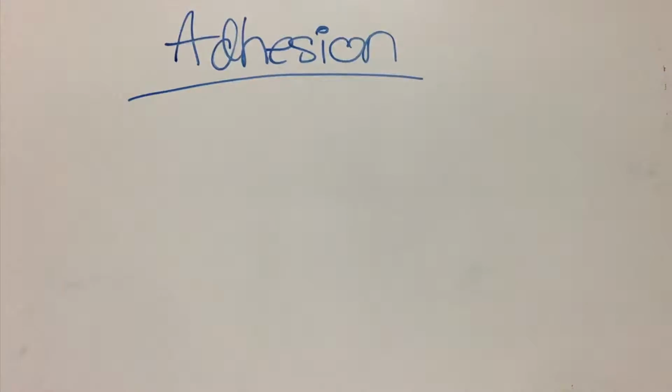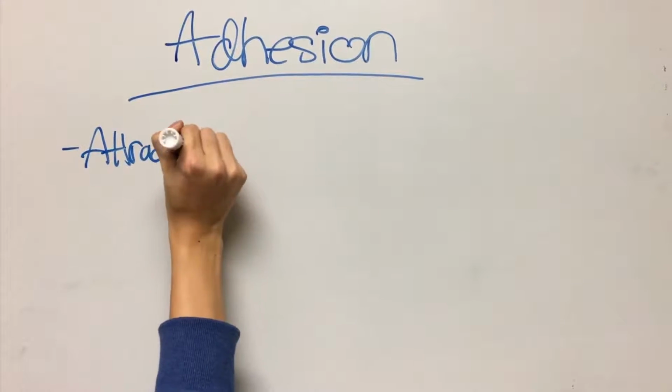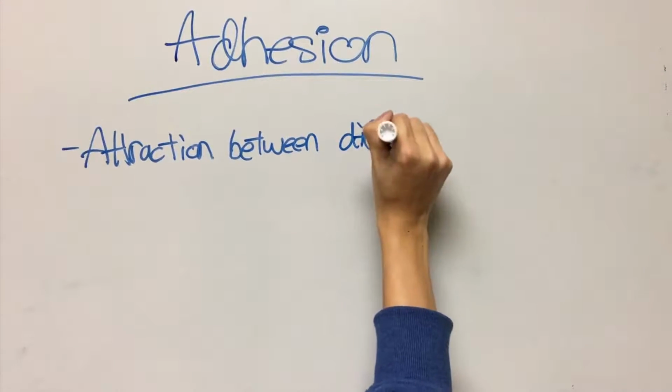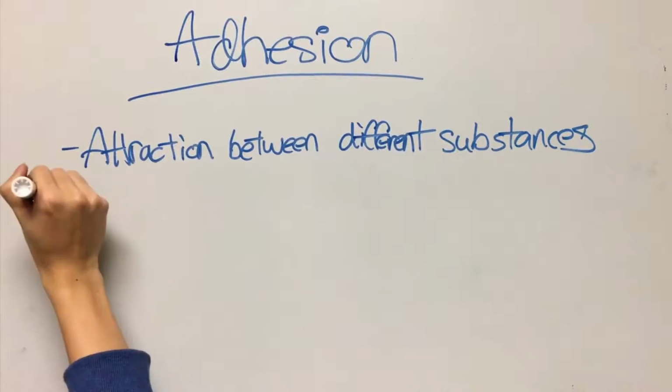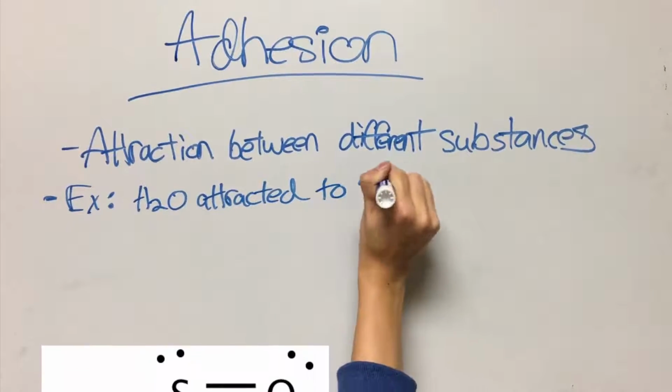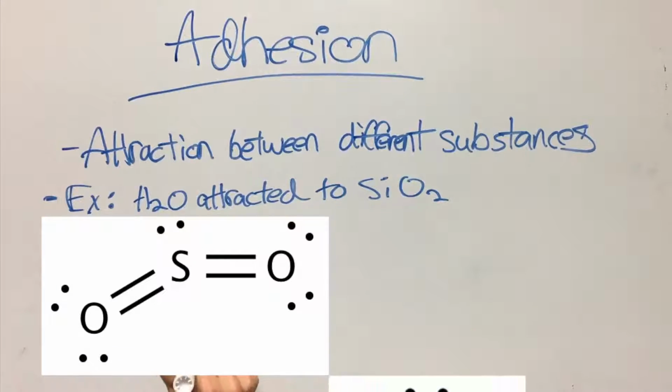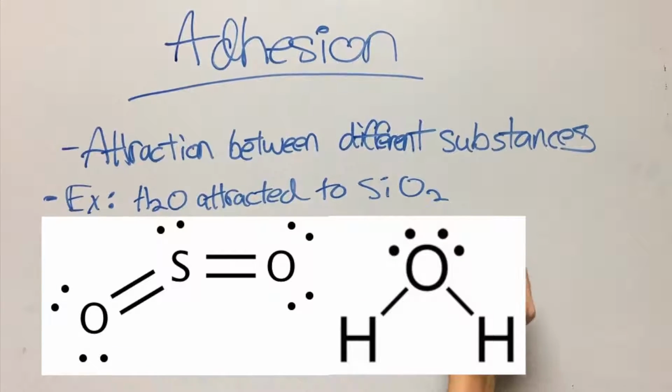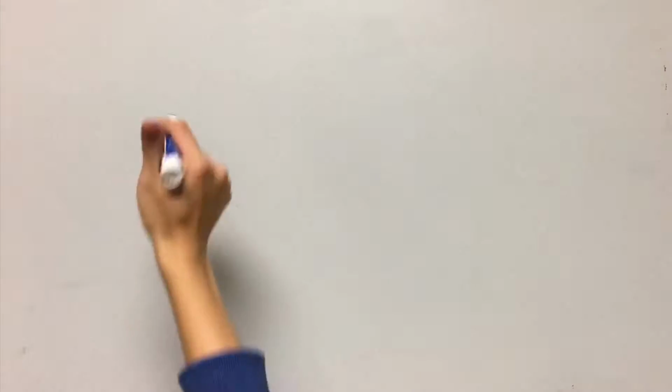Another result of intermolecular forces in liquids is adhesion. Adhesion is the attraction between two different substances. One example of this is how water is attracted to glass. Glass is made of a covalent network structure of silicon dioxide. Oxygen has a much higher electronegativity than silicon, so it has a more partially negative charge, attracting to the partially positive hydrogen atoms in the water. Similarly, silicon has a partially positive charge, so it is attracted to the partially negative oxygen in water.